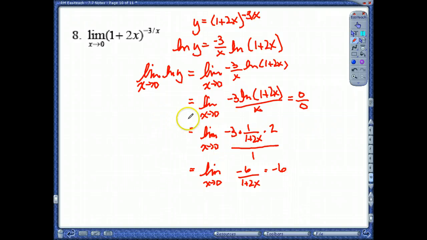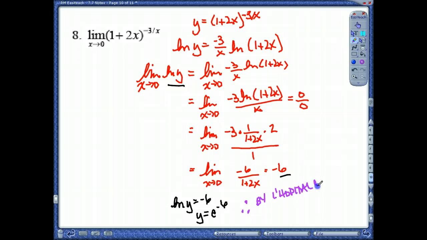Okay. Well, remember, that's what the natural log of y is equal to. So if the natural log of y is equal to negative 6, then y is equal to e to the negative 6. Okay? So therefore, don't forget that, oh yeah, therefore, by L'Hopital's, the limit as x approaches 0 of 1 plus 2x to the negative 3 over x power is equal to e to the negative 6th.